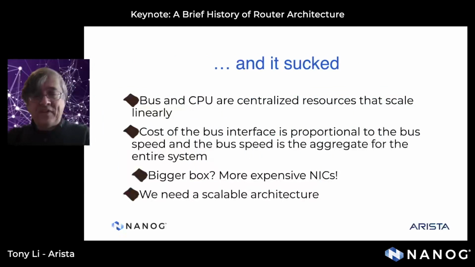Buses and CPUs are centralized resources in this architecture, and they scale linearly. You want to build a bigger box? Well, you've got to beef up the bus and the CPU. And because you're stroking the bus twice, you've got to double the amount of the bus. What's worse is as you change the bus speed, you have to change all of the NICs in the bus. All of those interconnects are going to cost you depending on just how fast the bus is. This does not scale at all. So this really just sucked. And it did not last for long.